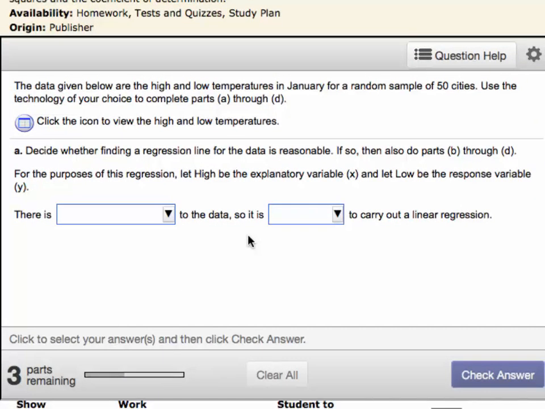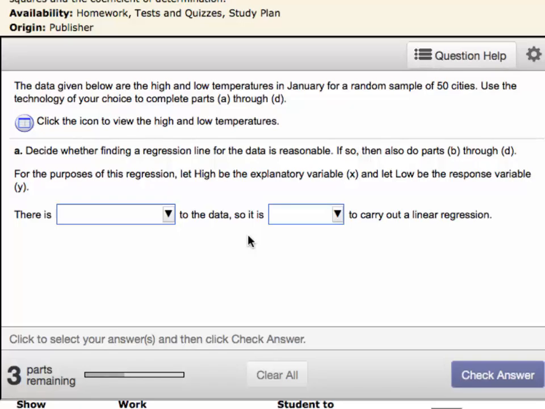I'm gonna pause and ask you to review things. So if you have someone to talk to. We got data for high and low temperatures in January for a random sample of 50 cities. So we're gonna use technology to complete A through D.